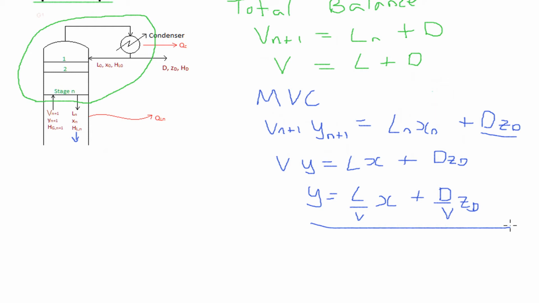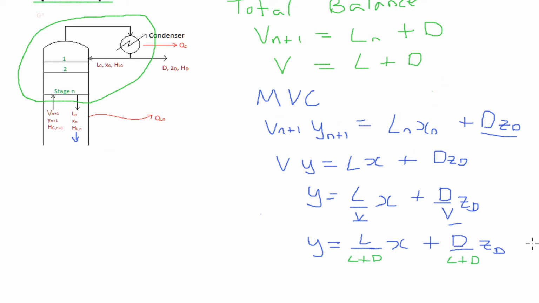Now this equation is the equation for the upper operating line in the McCabe-Thiele method, or the rectifying line in the McCabe-Thiele diagram. I will highlight what that specific line is further in other videos or further in this video. But now what we want to do is substitute for V, because from the total balance we know that V is equal to L plus D. We want to substitute that into the equation.